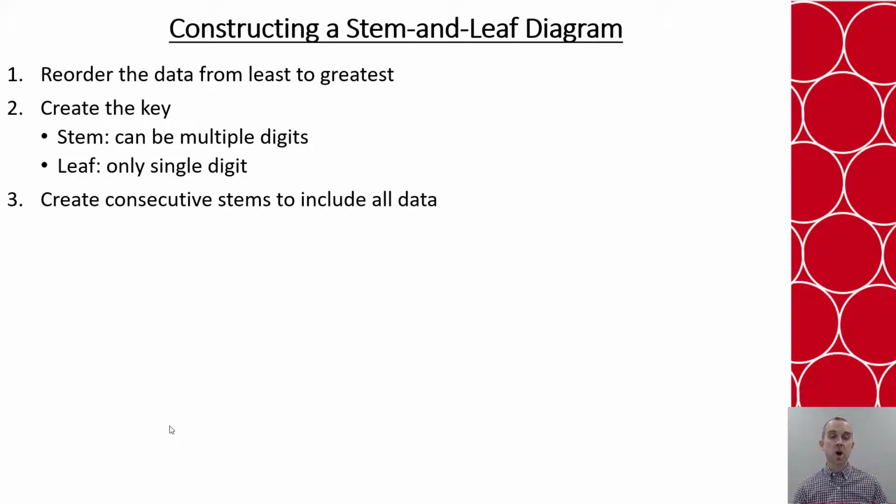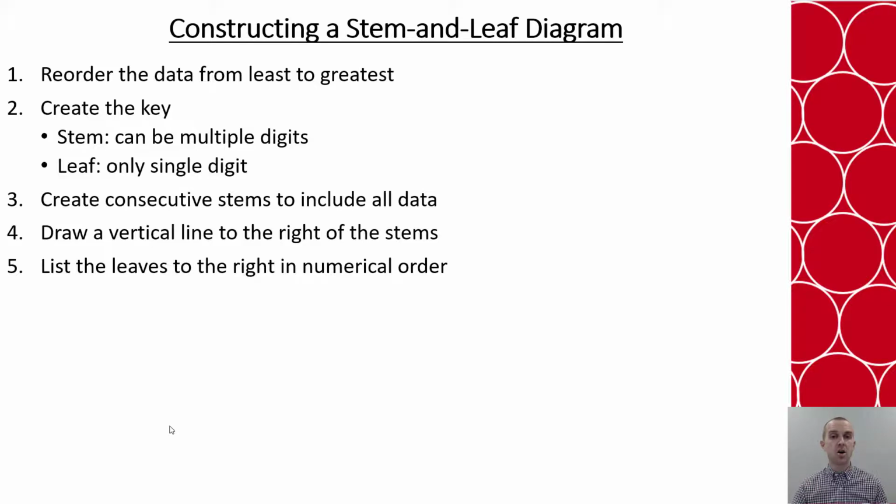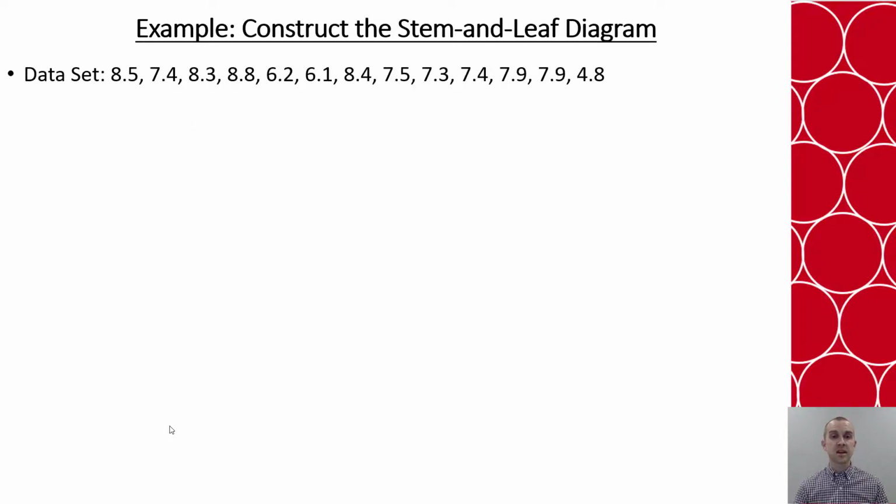First, we create all consecutive stems so that all of our data can be shown. We don't skip a stem because there's no data. We list it as well to help show the spread of the data. Then we draw a vertical line to separate the stems from the leaves. Lastly, we list all the leaves with each of its appropriate stems, and we put those leaves in numerical order as we're constructing it. So let's look at some examples.